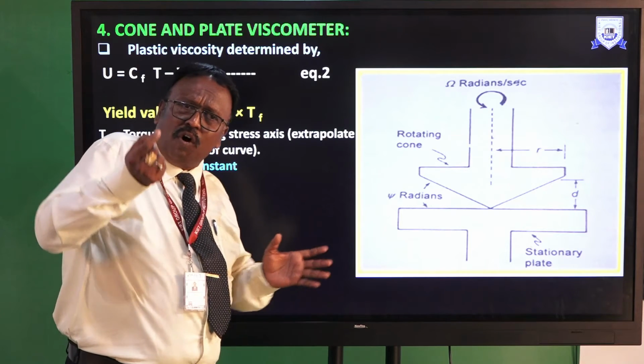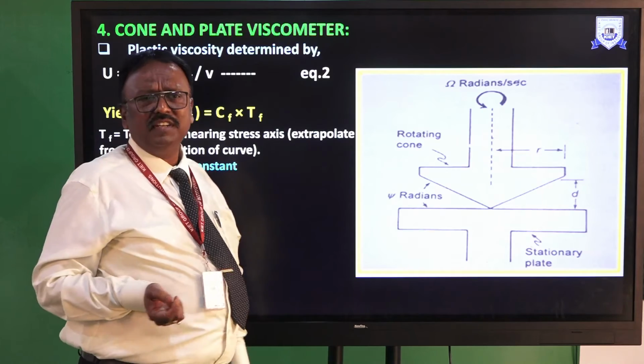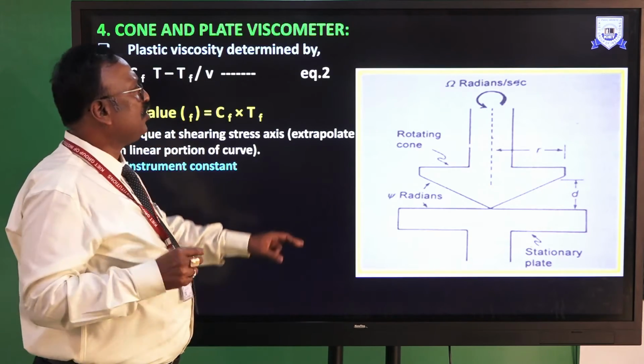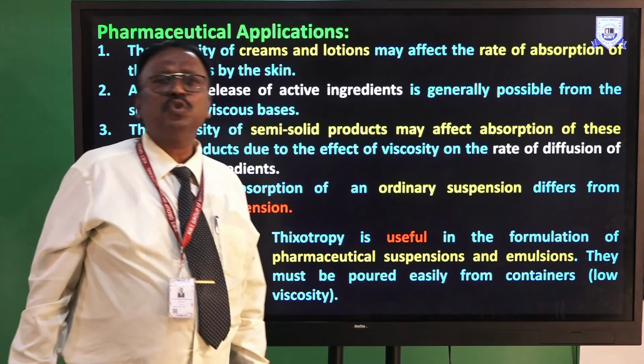Only a very small sample is sufficient for the determination of viscosity. A small sample is sufficient to determine the viscosity. Then, pharmaceutical applications.